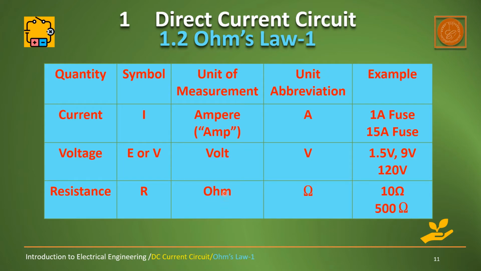And the resistance, we use the simple R, which means resistance. The unit of measurement is ohm. And the unit uses this symbol. This is the Greek letter, pronounced omega. But in electrical work, you never pronounce omega. You pronounce ohm. For example, the resistor is 10 ohm, 500 ohm. Never say 10 omega, 500 omega. That's crazy. So 10 ohm and 500 ohm means this unit.